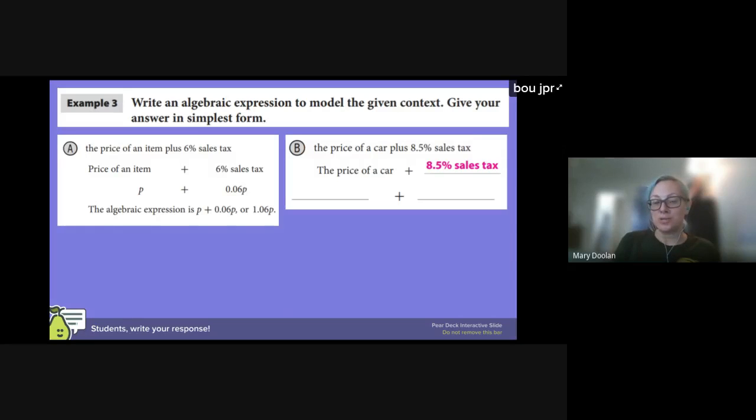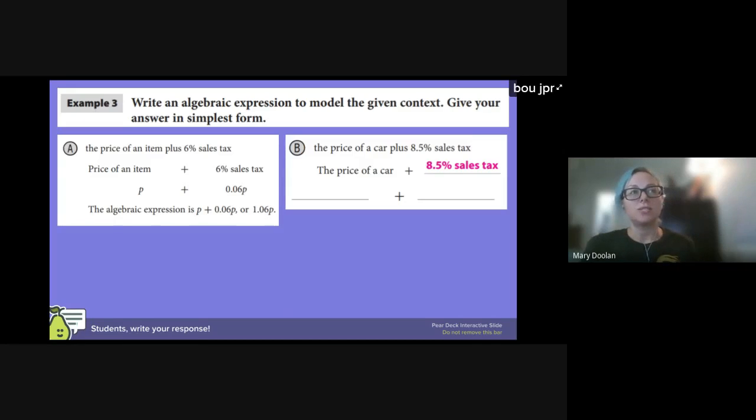All right, we're going to do one of these now. Part B, the price of a car plus 8 5/10% sales tax. So we are taking the price of a car plus, just like in the last example, that means we're going to add, and then we have 8 5/10% sales tax. So I have to figure out what this next line is going to look like. And that's what you guys are going to be doing on the Pear Deck slide.